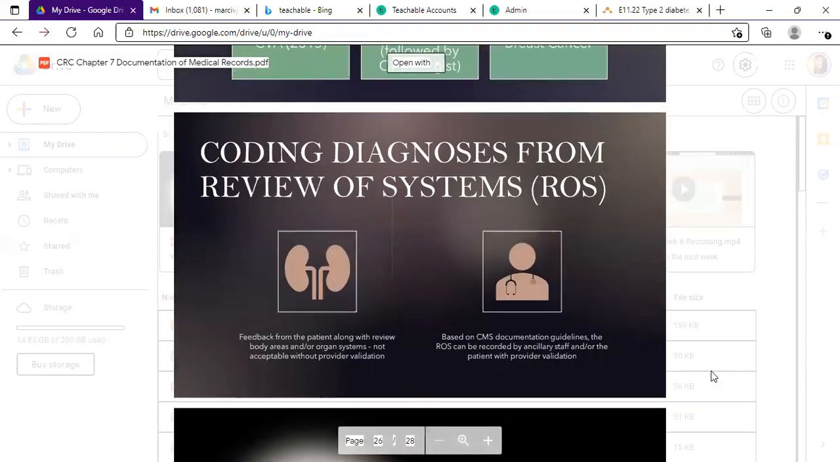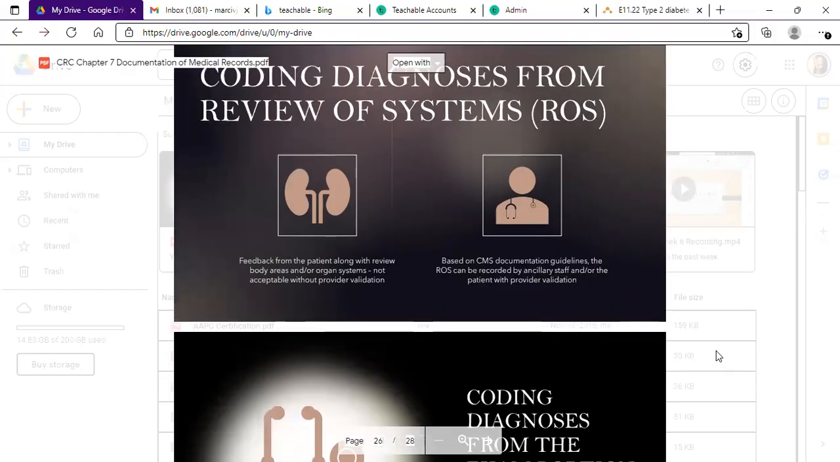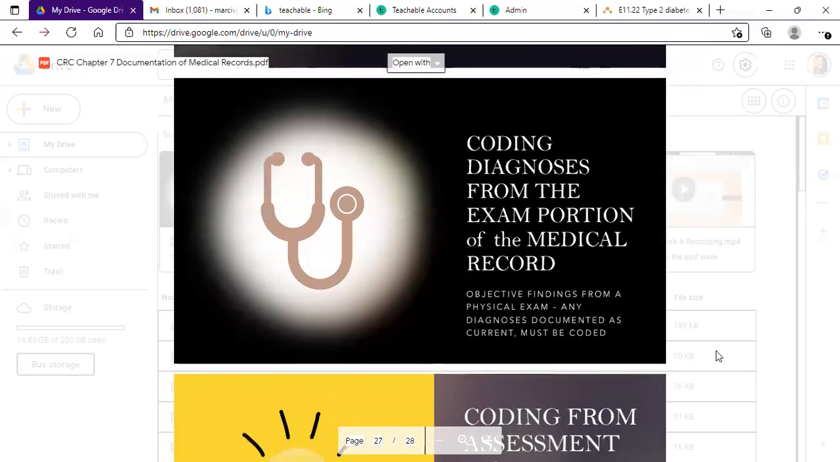So, coding diagnoses from review of systems, feedback from the patient along with review of body areas and the organ systems, is not acceptable without provider validation. I cannot just take the patient's word. I have to have validation by the provider to say that this is actually true. Based on CMS documentation guidelines, the review of systems can be recorded by ancillary staff and/or the patient with provider validation.